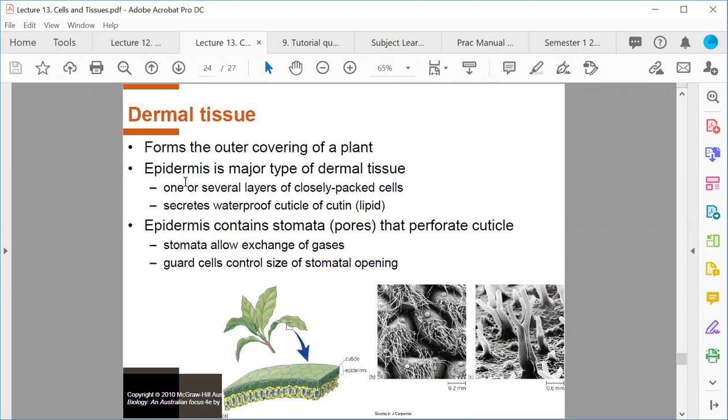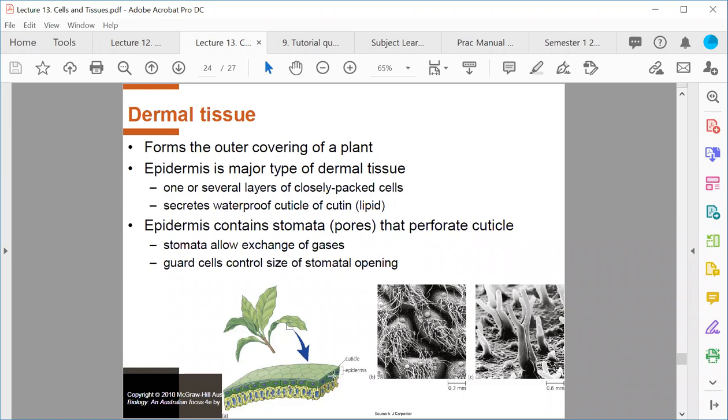Epidermal cells are not photosynthetic cells. Most of them don't contain chloroplasts. They don't photosynthesize, but they are very highly specialised. One of their major functions is to secrete a waterproof layer over the surface of the plant body, and that layer is called the cuticle. The cuticle is made up mostly of a lipid type substance called cutin.